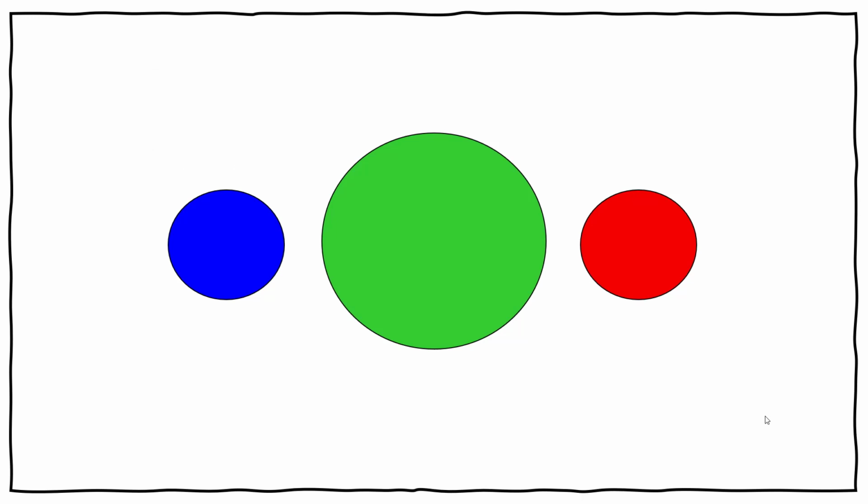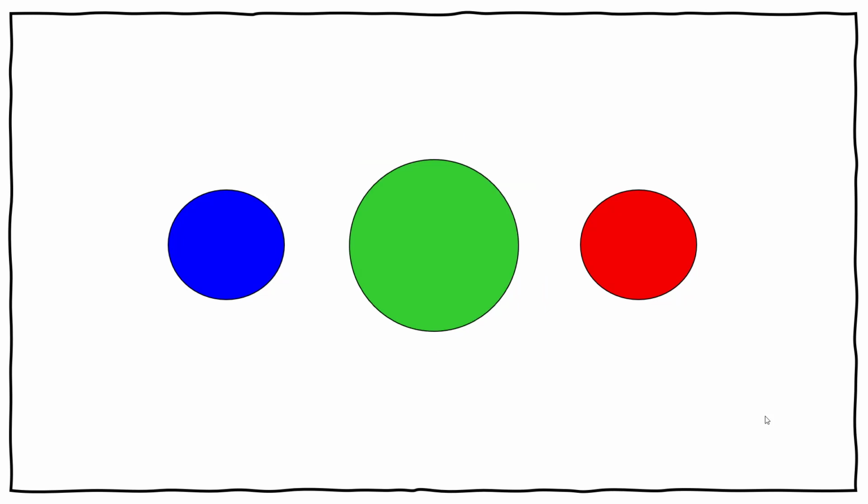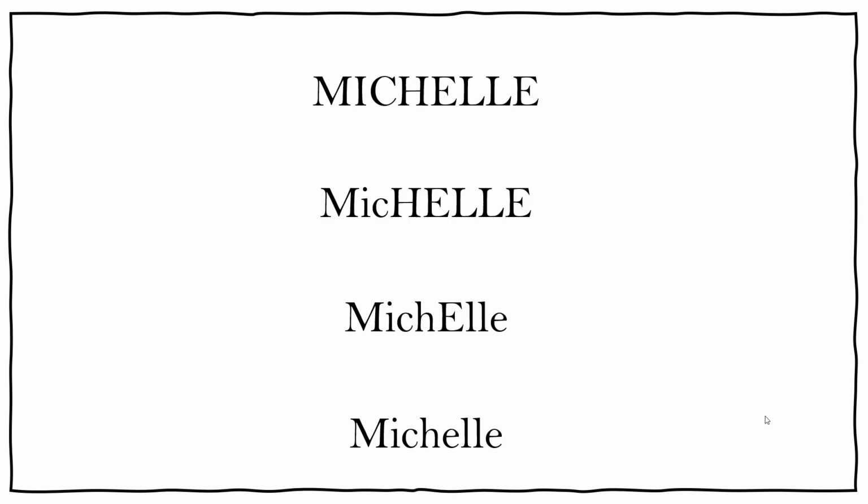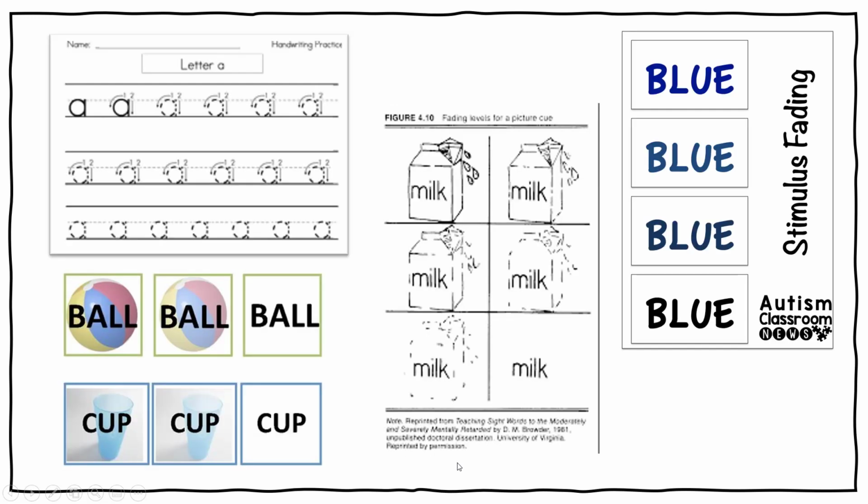Okay, and then our last strategy, here's an example of our stimulus fading. So you might be teaching the color green, and so you make the green stimulus really big, and eventually you want to decrease it so it's the same size as your other stimuli. Or you might want the kid to learn lowercase letters. They know their uppercase, but not their lowercase. So you have all uppercase, and you want to fade it out to where their name is in all lowercase.